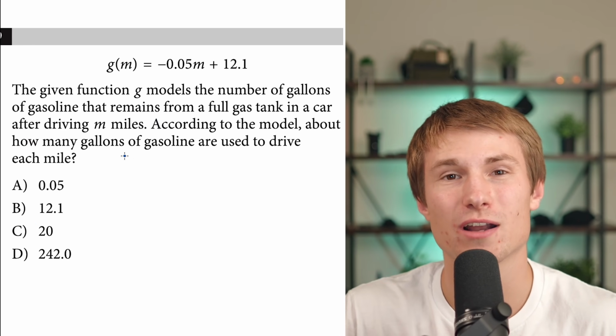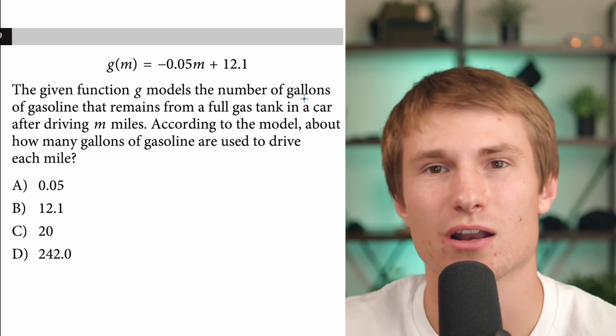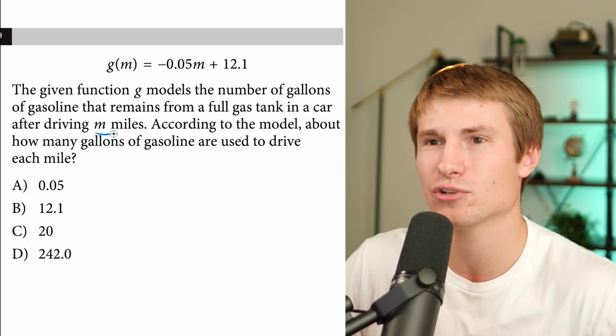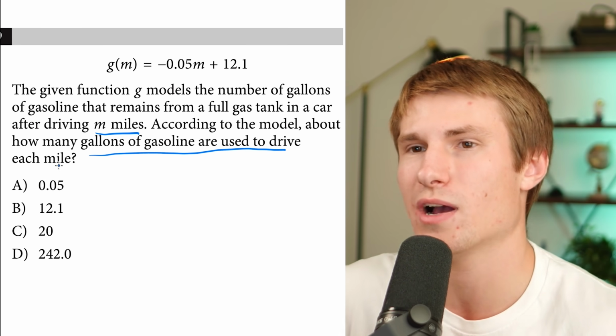Here's an example of how to interpret a word problem on the SAT math section. Question 9 states: the given function g models the number of gallons of gasoline that remains from a full gas tank in a car after driving m miles. According to the model, about how many gallons of gasoline are used to drive each mile?